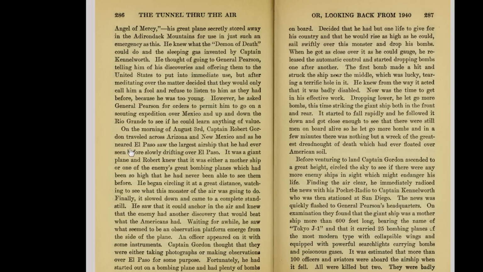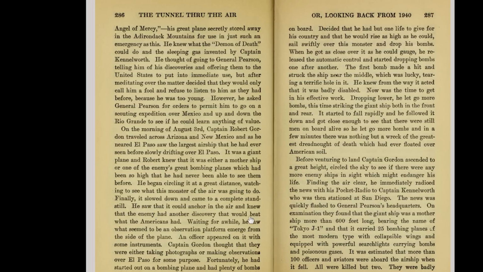So let's go ahead and look at this again. We know on the morning of August 3rd, Captain Robert Gordon traveled across Arizona and New Mexico, and as he neared El Paso, he saw the largest airship that he had ever seen before slowly drifting over El Paso. It was a giant plane, and Robert knew that it was either a mothership or one of the enemy's great bombing planes, which had been so high that he had never been able to see it before. He began circling at a great distance, watching to see what this monster of the air was going to do. Finally, it slowed down and came to a complete standstill.